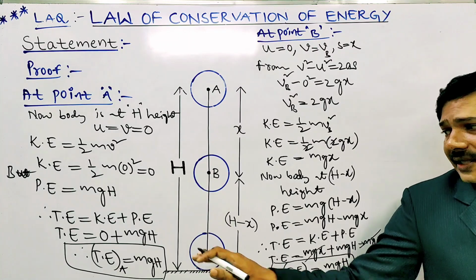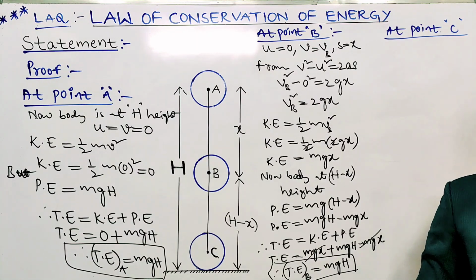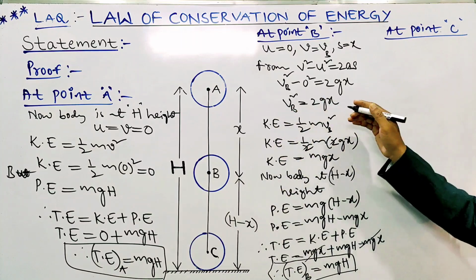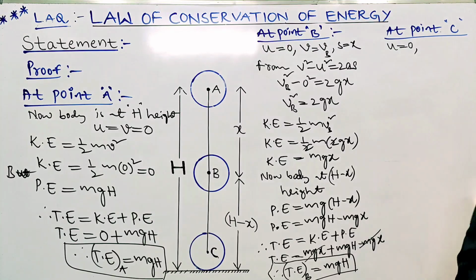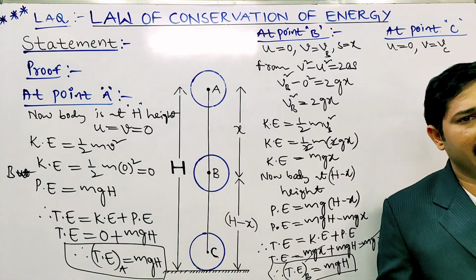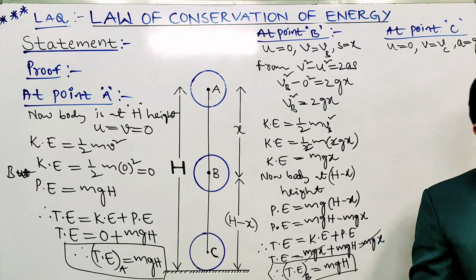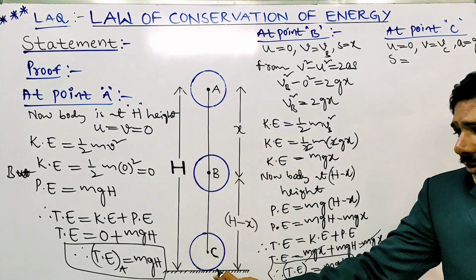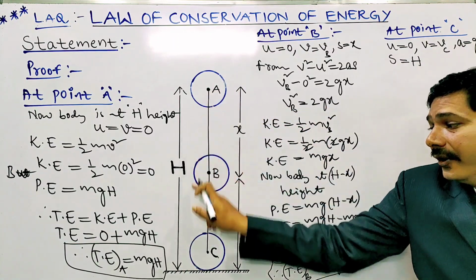Now finally at point C also we have to show that mgh. Now at point C, the freely falling body touches the ground. Here the body at point C means the body is falling freely. So that is why initial velocity u is 0. The final velocity is vC at point C, and the body is moving downward. That is why acceleration I am taking plus g, and the body displacement from point A to point C is h, the distance traveled.